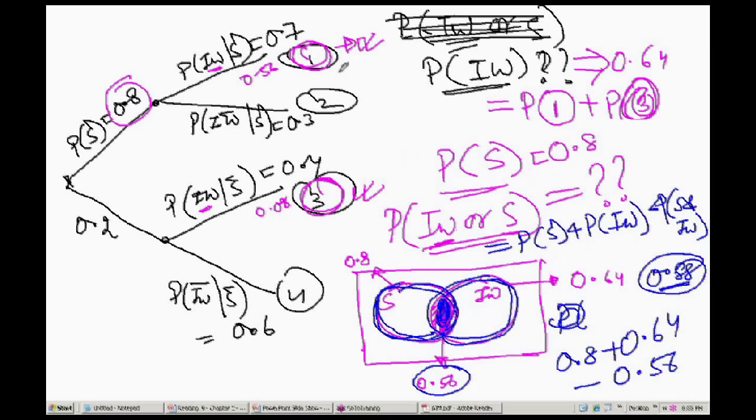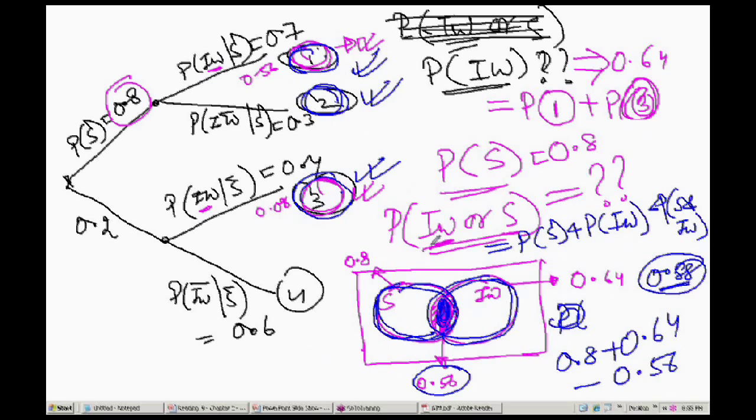But let's see from the tree diagram perspective where all it is happening. Sachin is playing in node 1. Sachin is playing in node 2. So in this and this, Sachin is playing. And node 3 is a place where India is winning. So India is winning here and here. Sachin is playing here.